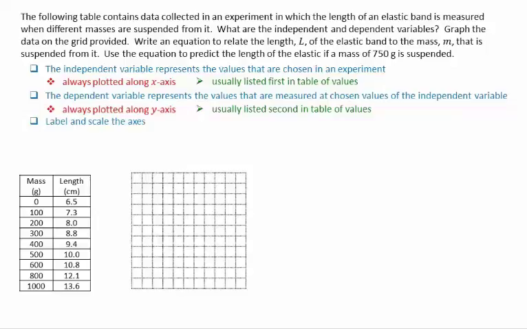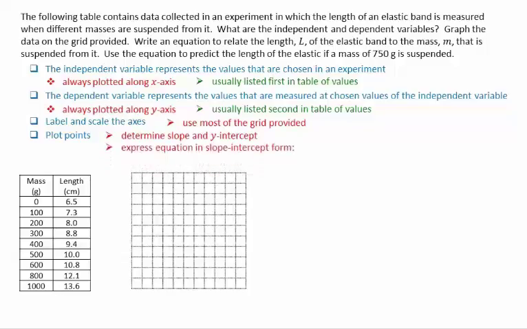For this question, we have to label and scale the axes, making sure we use up most of the grid that is provided. We then plot the points. From the points, we can determine the slope and the y-intercept. We can then express it in slope-intercept form: y equals mx plus b, where m is the slope and b is the y-intercept.